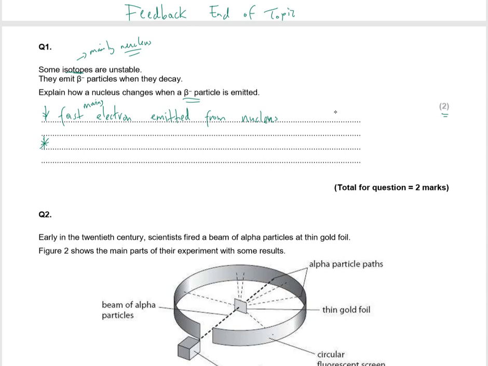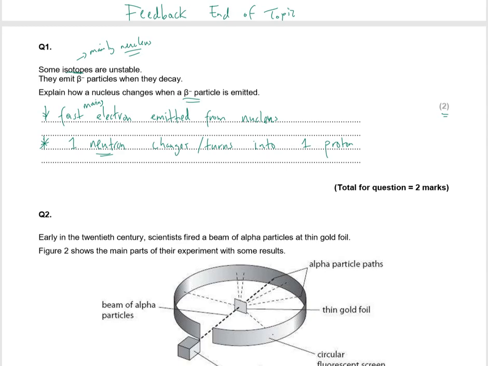Now the second mark comes when we talk about what else is happening. One neutron changes or turns into one proton. This is what happens inside the nucleus. One neutron changes itself into a proton, and then we have one electron being emitted from the nucleus as well. So for 2 marks, we need to say this.